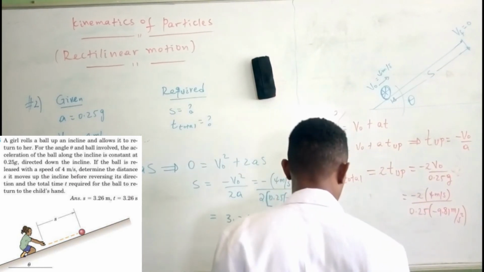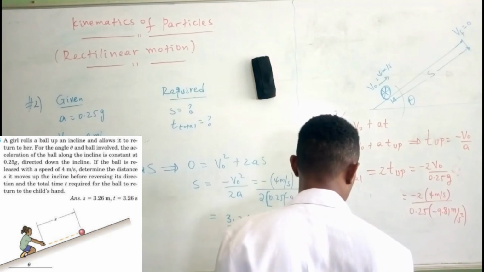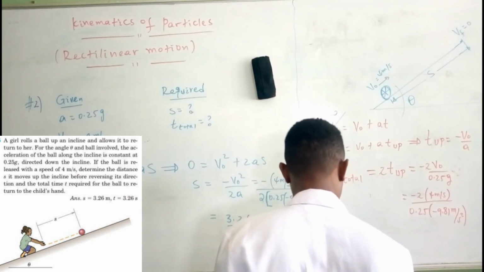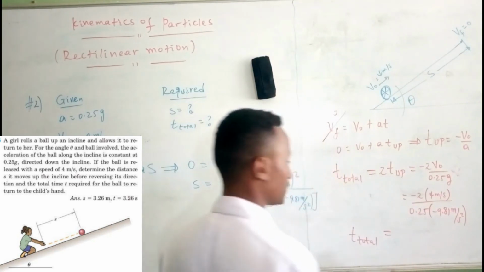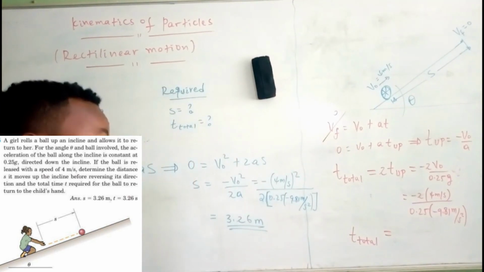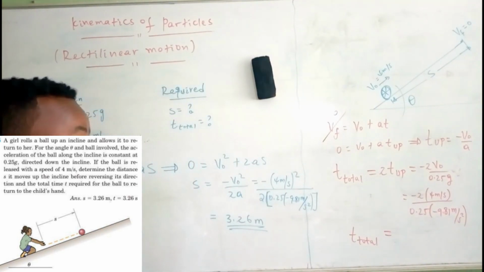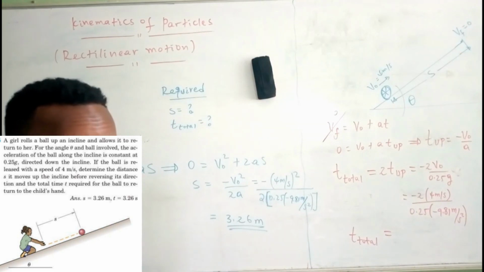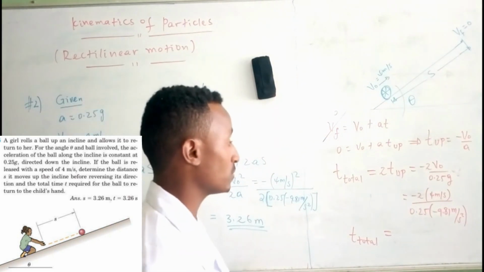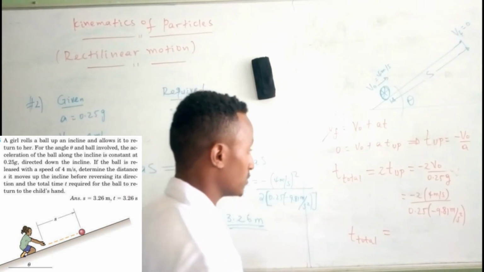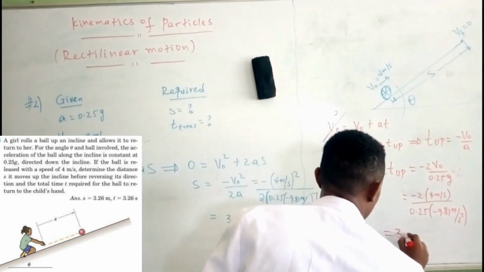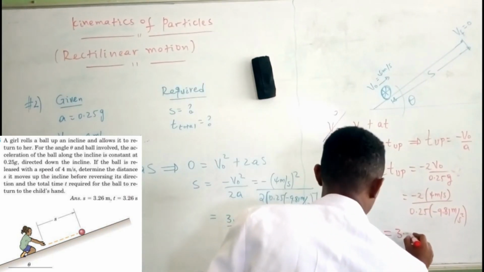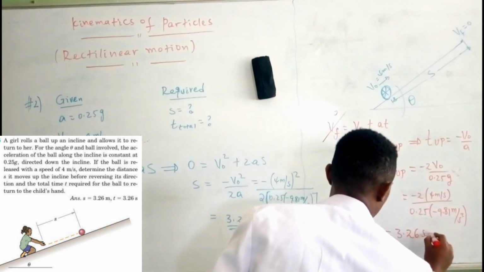So T total equals the total time covered by the forward and the reverse direction, which equals twice of T up. So it becomes 3.26 seconds.